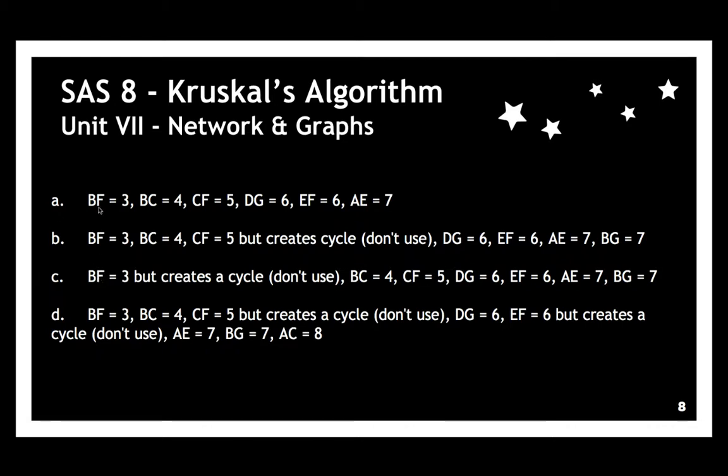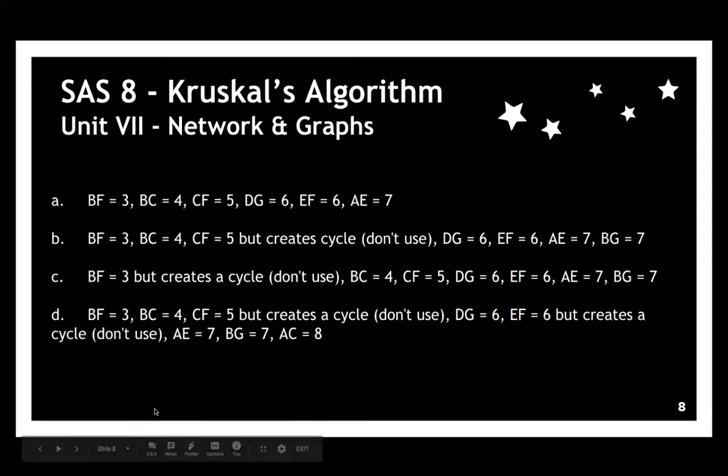So we'll eliminate A. So now we've eliminated C and A. We have just B and D left. G equals 6, and that's in both of them. And it says that we will go ahead and use it. I don't see any problems here so far. And then EF equals 6. And over on D, it says EF equals 6, but it creates a cycle, don't use.